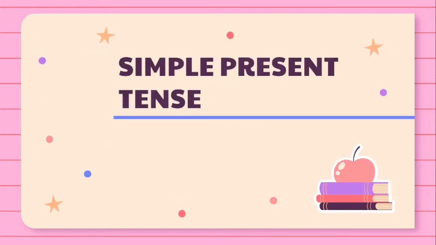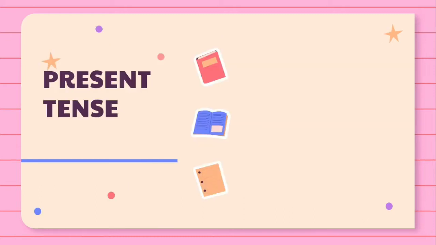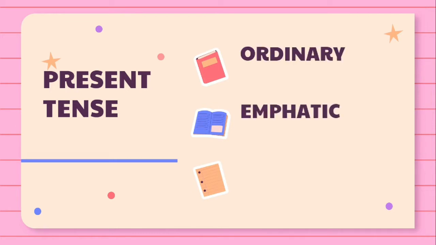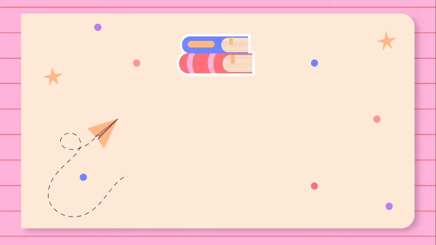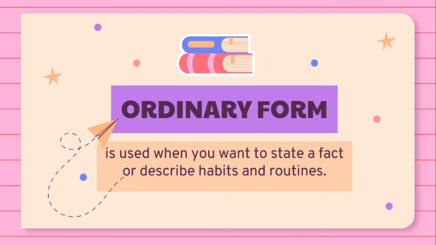Simple present tense. It is a verb tense that states action in present times. The present tense has three forms. These are ordinary, emphatic, and progressive. Let's start with the ordinary form. The ordinary form is used when you want to state a fact or describe habits and routines.